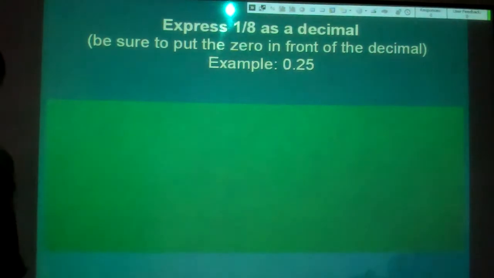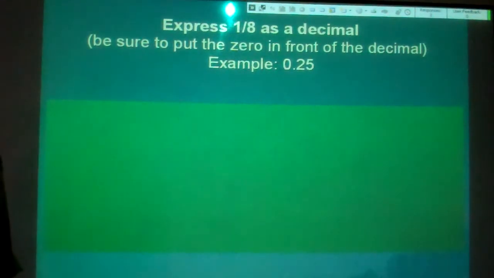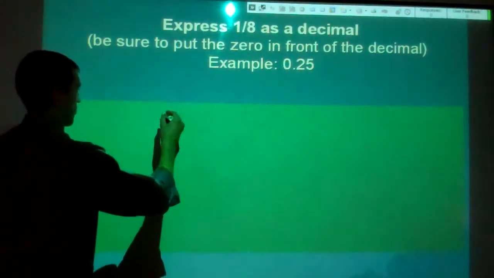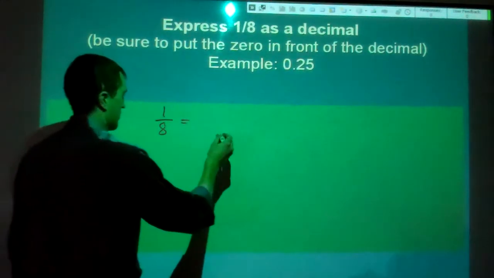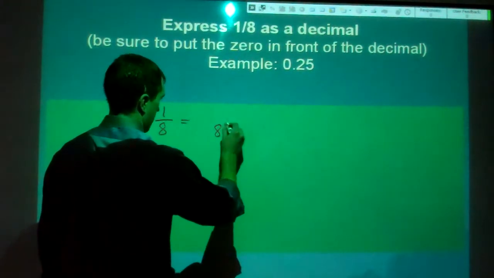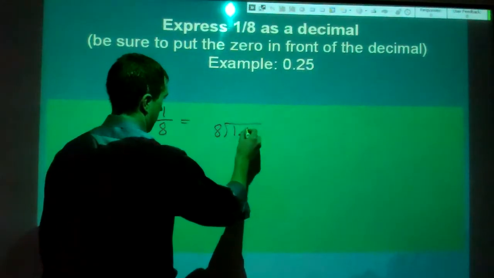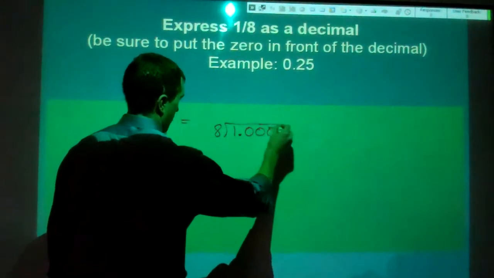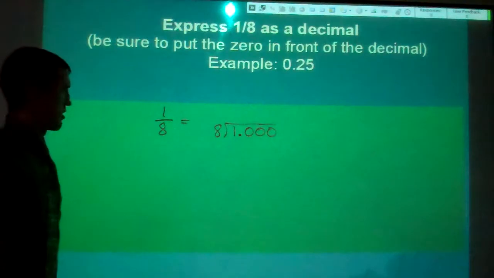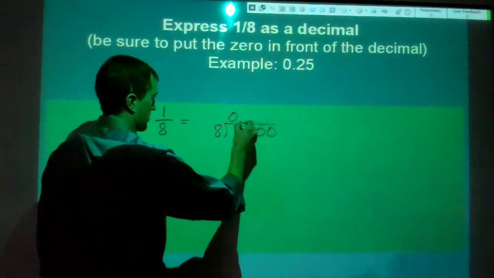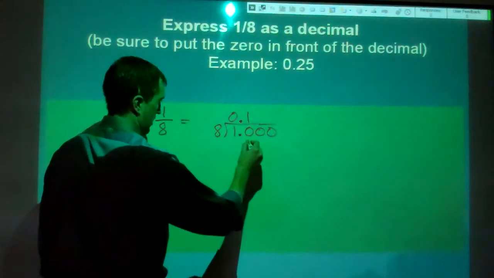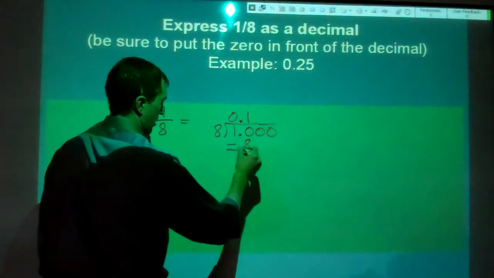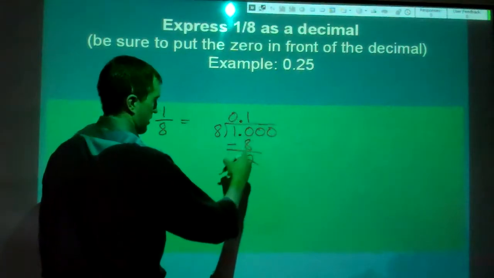So, this one the students actually had to type in for me. There was no multiple choice. Express 1/8 as a decimal. Well, that's 1 over 8, which is the same thing as 1 divided by 8. I usually add a few zeros just to be sure. 8 goes into 1 0 times. Bring up our decimal here. 8 goes into 10 once. 1 times 8. 10 minus 8 is 2.